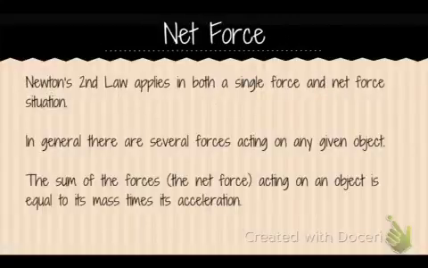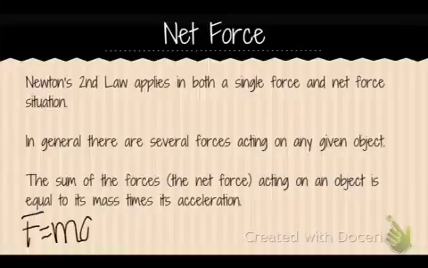It's important to know that Newton's second law applies in both a single force and a net force situation. In general, there are going to be several forces acting on a given object. The sum of the forces, which is the net force we talked about in concept 1, on an object is equal to its mass times its acceleration. There are ways you can write this. I always just write it as F equals ma, and I expect you to know that force means the net force. It could be one force, it could be the result of many forces, it just depends.